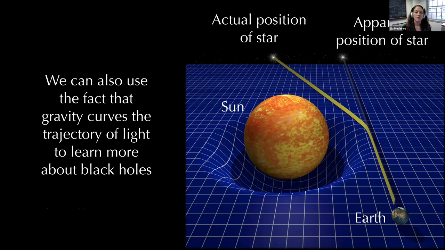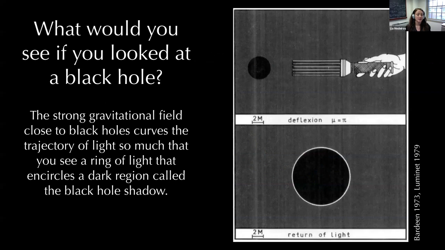So another way that we can try to probe black holes in space is similar to the very first experiment that I already talked about, where we use the fact that gravity can affect the trajectory of light. So we're going to use that same fact, and we're now going to apply that to black holes to see if we can use this fact to learn more about black holes themselves.